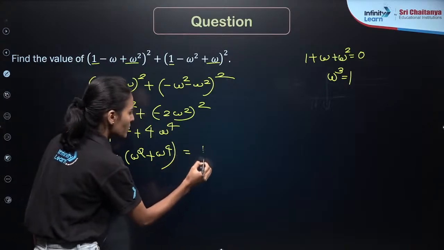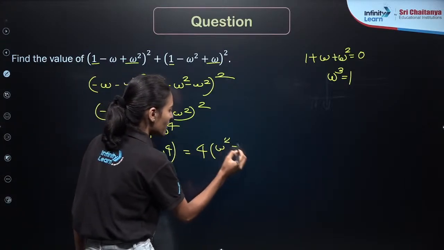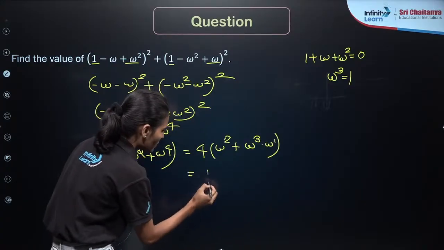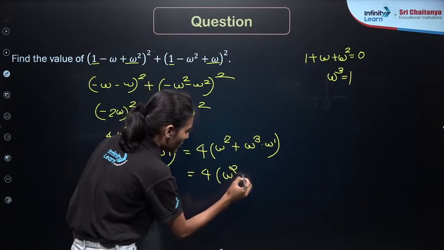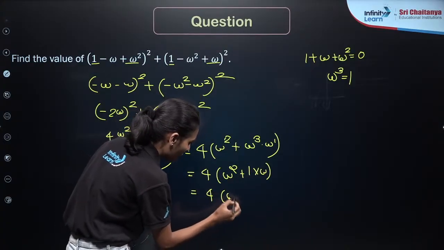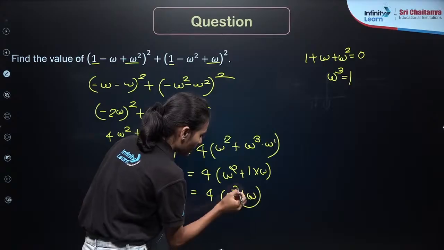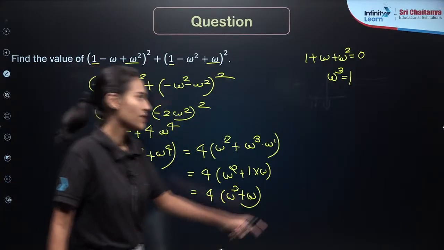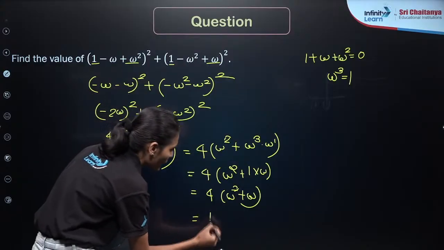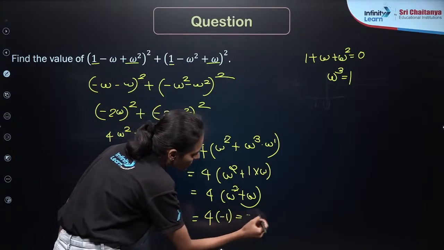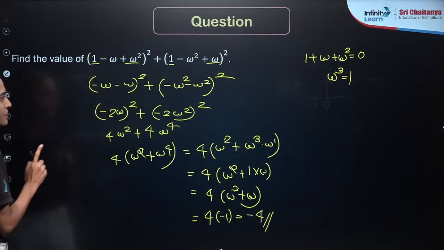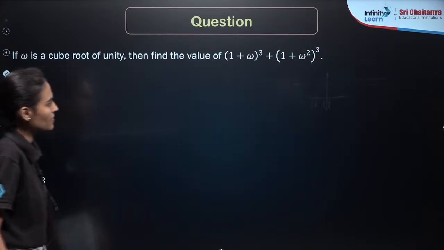So this is nothing but 4 into omega square, omega power 4 means omega cube into omega power 1. So this is 4 into omega square, omega cube is 1 into omega. So this is 4 into omega square plus omega. Now from the first property, omega square plus omega is what? Minus 1. So this is 4 into minus 1, which is nothing but minus 4. Okay, so minus 4 is the answer here.